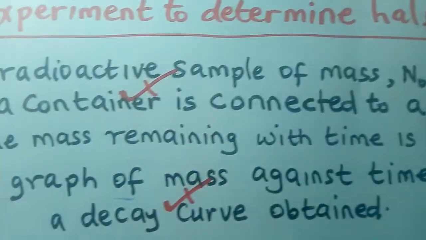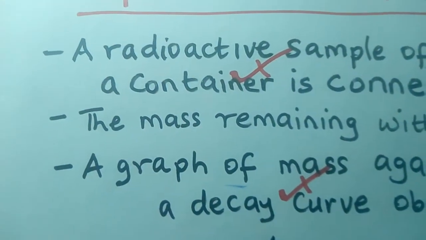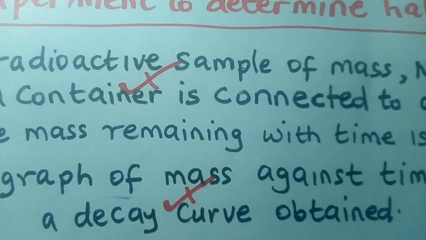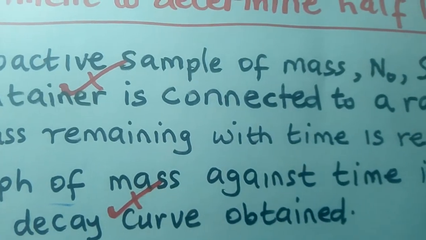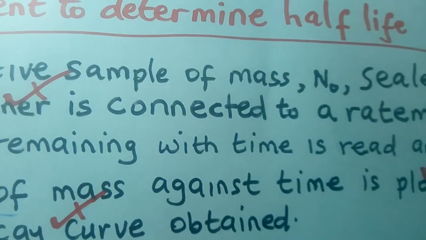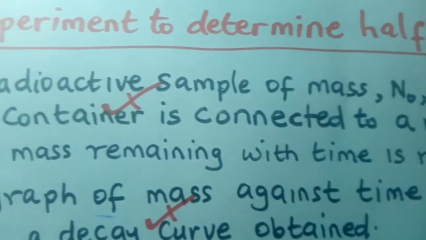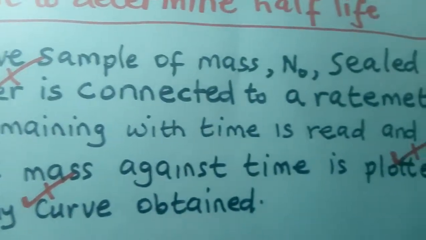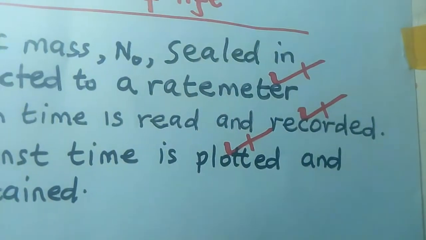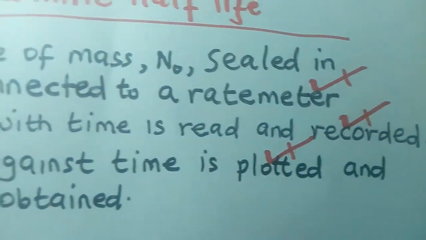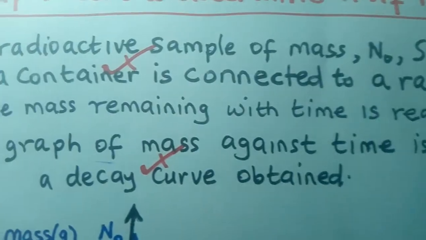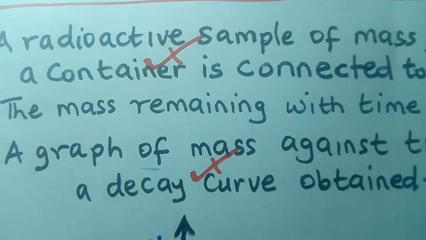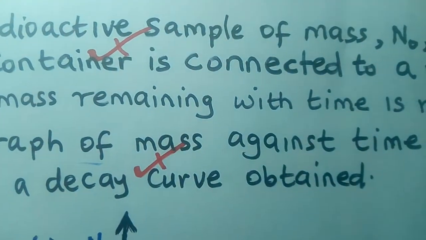You see? After that, you go and plot a graph, because you will be having so many masses. After 10 seconds, the mass is this. After 20, the mass is this. So what do you do with those masses and the time? You plot a graph. So a graph of mass against time is plotted. And after plotting, you are going to get a curve. Your graph will be in the form of a curve, and that curve is called a decay curve. A decay curve is obtained.